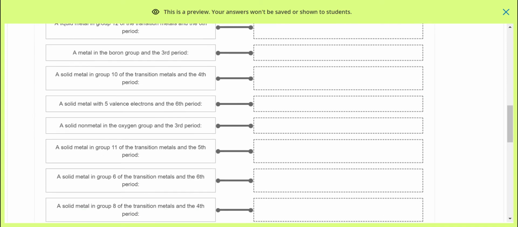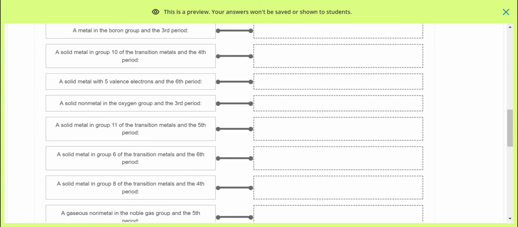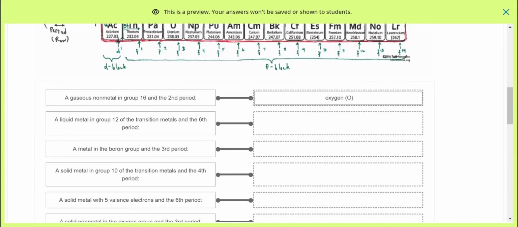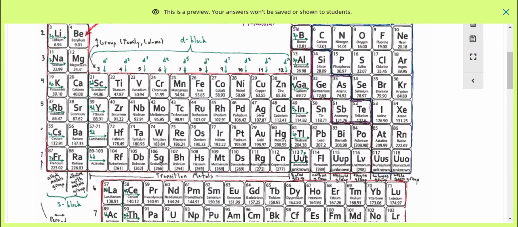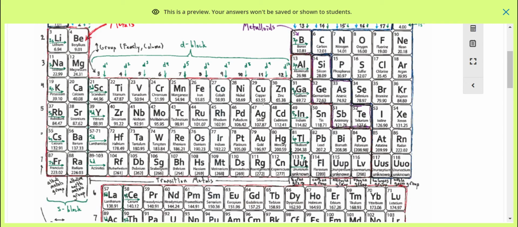Okay, let's look at another one. This one says a solid metal in group 11 of the transition metals in the fifth period. Okay, so the transition metals is that center section, the D block. Group 11 is going to be the 11th column that is in the transition metals. And then we're looking at the fifth period, the fifth row. So overall, the 11th column is this guy right here with copper and silver and gold, and I think it's Röntgenium. I'm not sure exactly how to pronounce it. I should probably look that up. Okay, but this is group 11 right here.